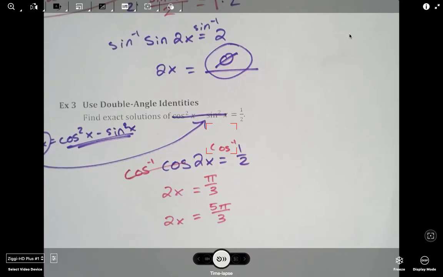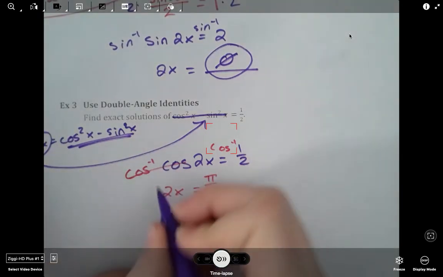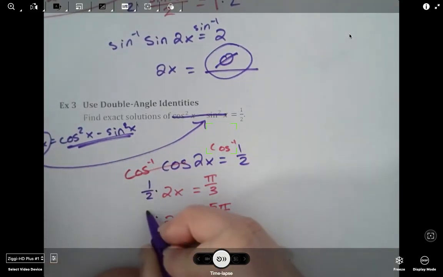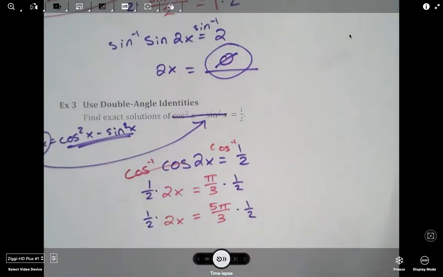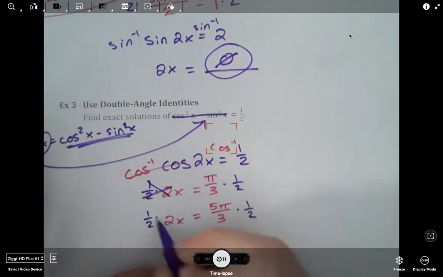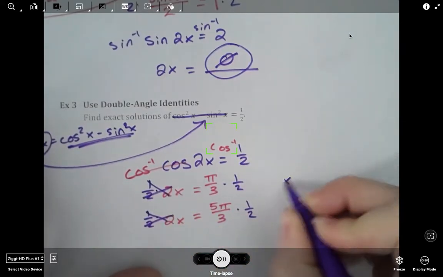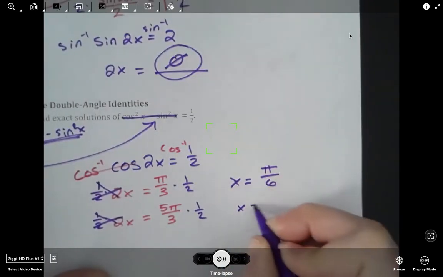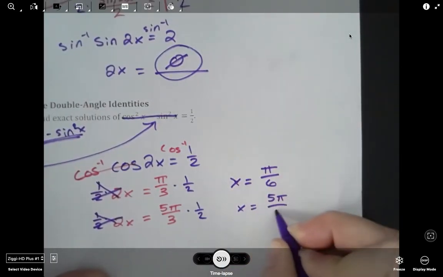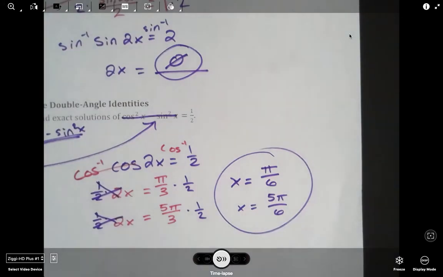Okay. So we can set them equal to both of them, and now we have to get rid of the 2. The easiest thing to do here, rather than dividing by 2, let's multiply both sides by 1/2. Since we already have fractions, we'll make this easy. The 1/2 and 2's are going to go away. So I just have x equals pi over 6, and I have x equals 5 pi over 6, and those are my 2 answers.